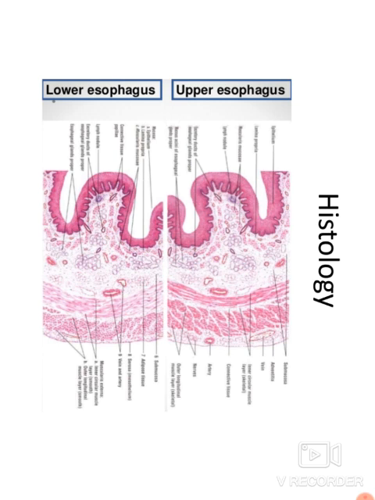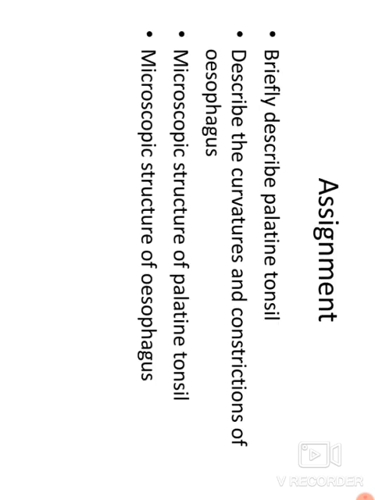Hope you understood about the palatine tonsil and esophagus. Then you can write answers to these questions in your assignment book. Describe the palatine tonsil with the help of diagrams: mention its parts, relations, blood supply, then applied anatomy. Second is the curvatures and constrictions of the esophagus. You should draw diagrams and explain curvatures, constrictions, and extent of the esophagus.